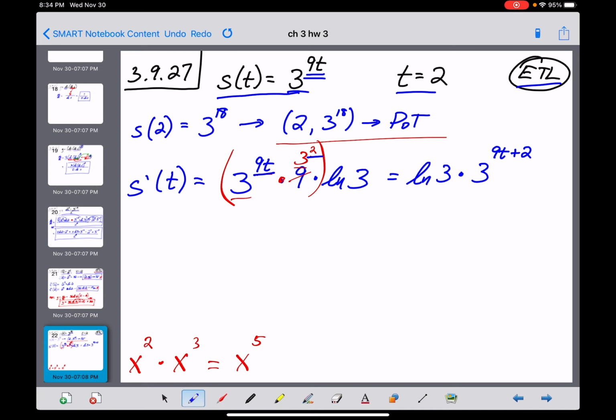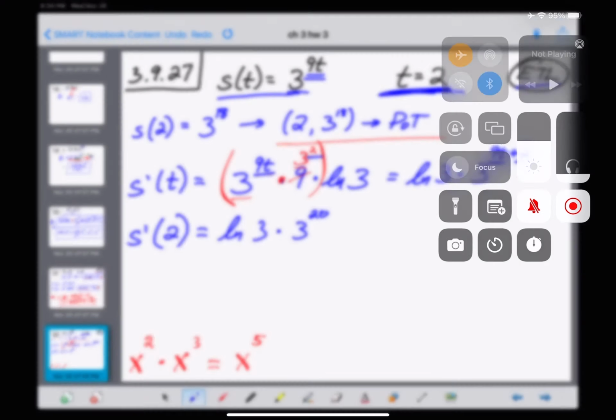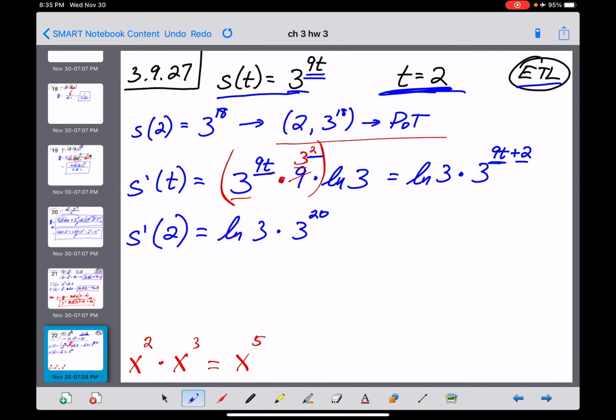You know what, though? I'm probably worrying about this more than I need to, because we're not just looking for s prime of t. We want s prime at this value right here, s prime of 2, so that might be kind of a moot point. Natural log of 3 multiplied by 3 to the, let's see, 9 times 2 would be 18, plus 2 would be 3 to the 20th power. And if I wasn't going to evaluate 3 to the 18th before, I am certainly not going to evaluate 3 to the 20th. I'm going to call that good.